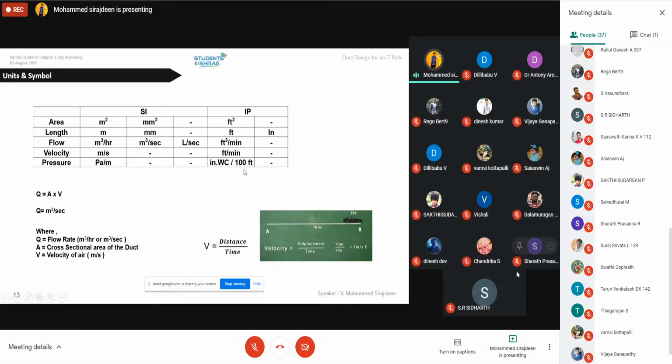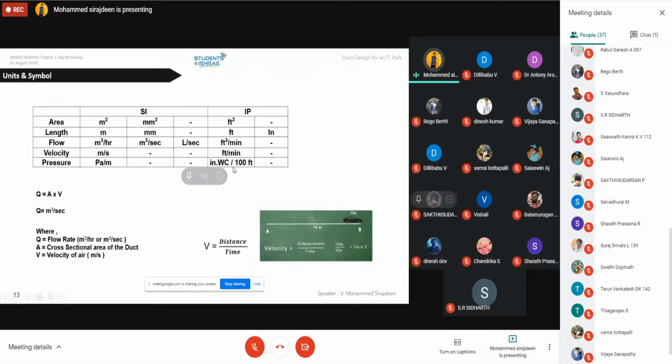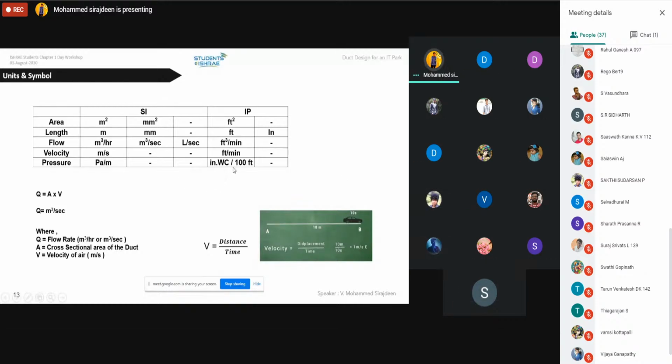It is for 100 feet of duct, but we will have a length of 5 feet or 10 feet. In that case, how can we arrive at the values for the pressure drop? If we arrive at a value for some amount of air, we have to divide it by 100 feet, then multiply by 5 feet or 10 feet based on our requirement.